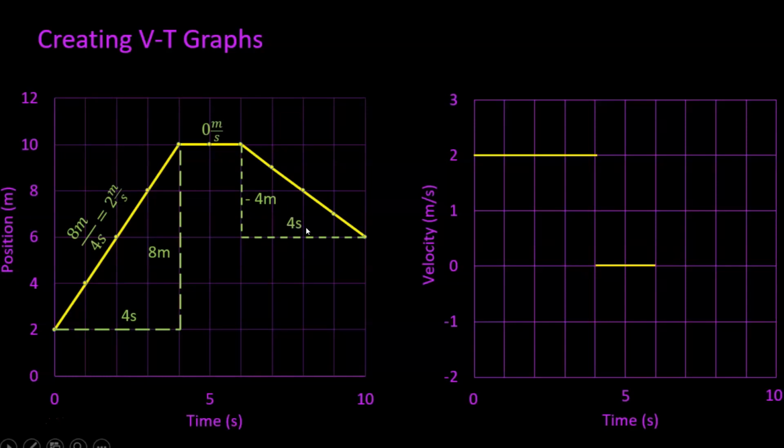And the run was the final time, 10 seconds, minus the initial time, 6 seconds. When we calculate this slope, negative 4 meters, which was our rise, divided by 4 seconds, which was our run, we come up with a slope of negative 1 meters per second. That tells us that our velocity from 6 seconds to 10 seconds was negative 1 meters per second. So we need to draw a flat line at negative 1 meters per second from 6 seconds to 10 seconds. So this is how we go from a position time graph to creating a velocity time graph.